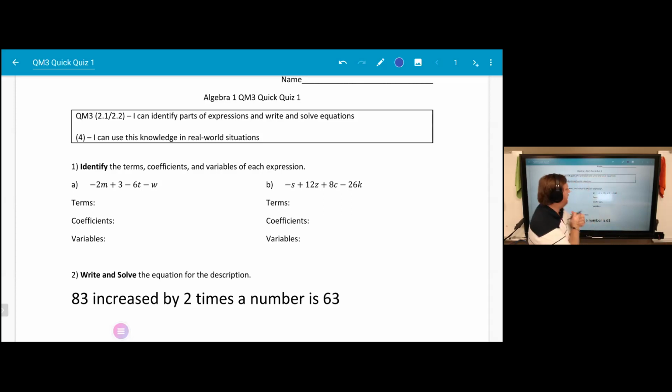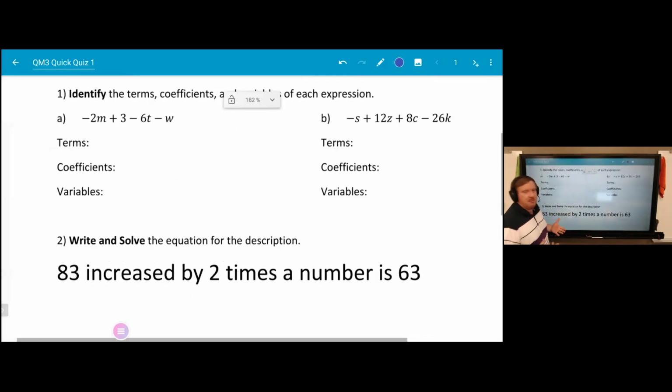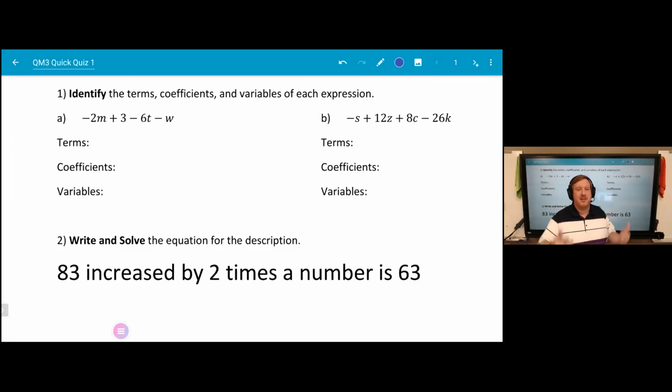We've got identify the terms and coefficients and variables of each expression. So let's take a look and break these down. If you remember back from what we've been doing, terms are the things that are added together. But you got some subtraction up here, Mr. Brayman. Yeah, so how do we turn subtraction into addition? Well, we add the opposite. Negative 2m plus 3 plus negative 6t plus negative w.